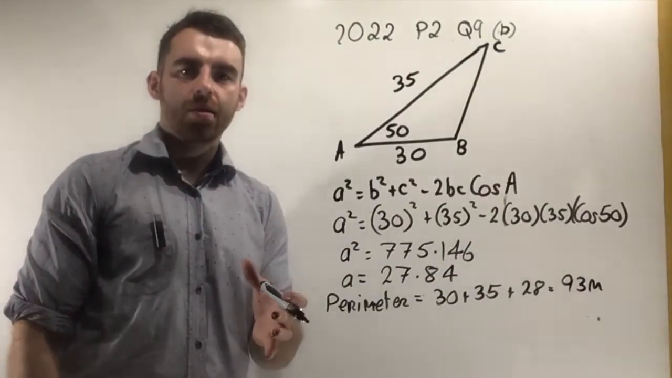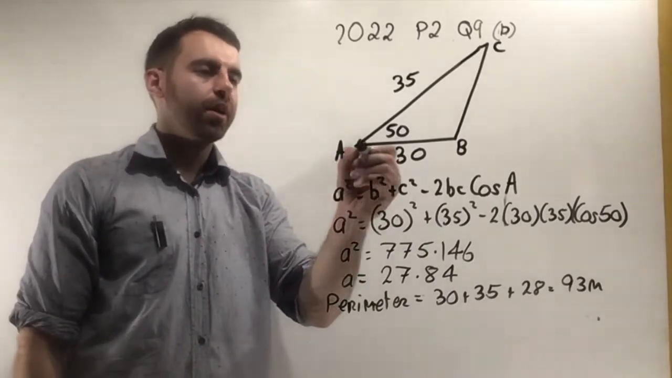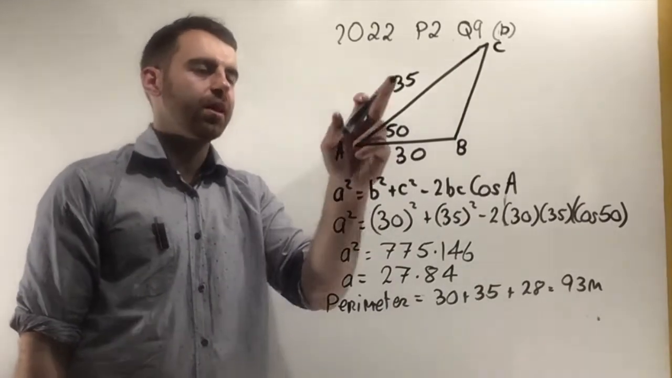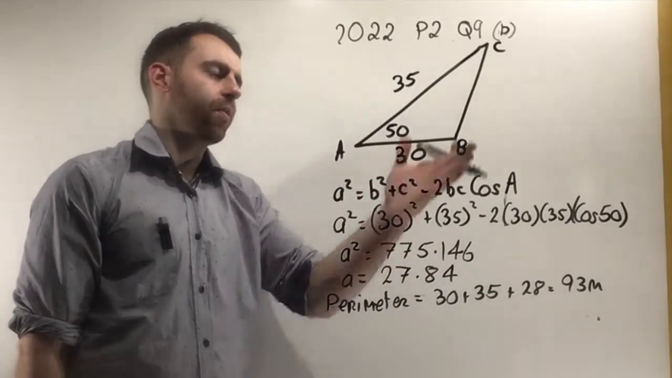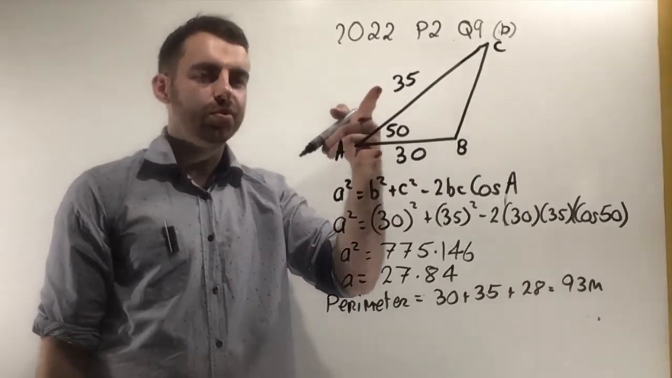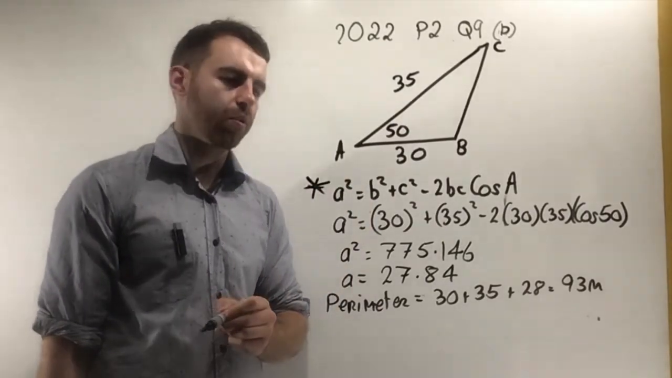In part B, we're asked to get the perimeter of field 1. Obviously, to get the perimeter, you need the three lengths of the three sides. We know that AB is 30 and that AC is 35, so we need to find the distance BC. We have a non-right angle triangle and we have two sides and the angle in between it, which tells us we need to use the cosine rule.